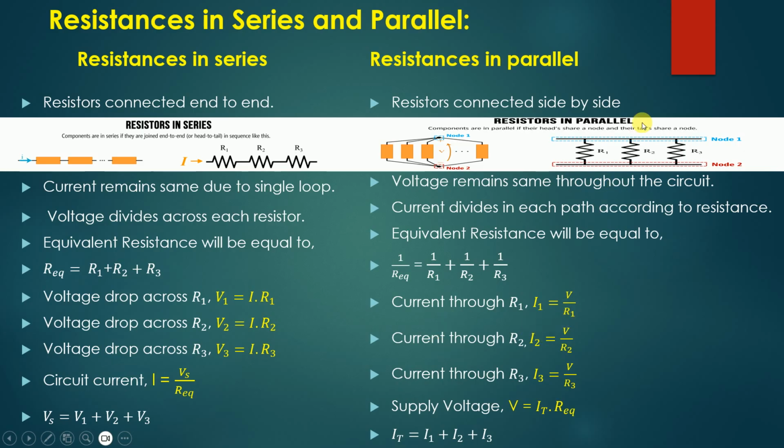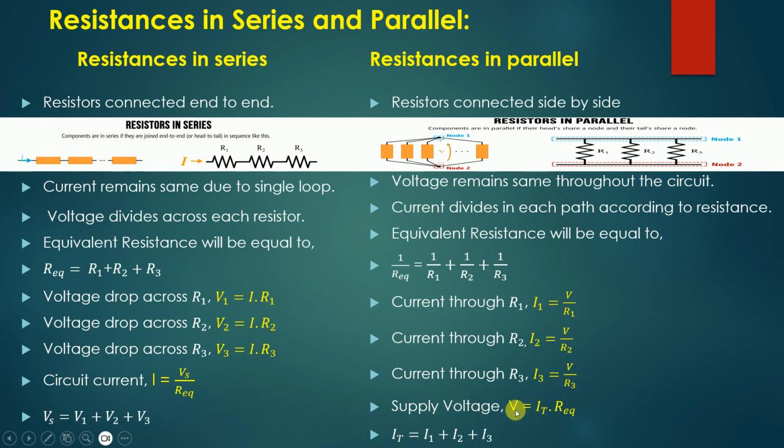Similarly, the current flowing through R2 will be I2 is equal to V over R2. Similarly, the current flowing through R3 will be I3 is equal to V over R3. So by using these three formulas we can calculate the current flowing through each path in a parallel circuit. These formulas are also derived from Ohm's law. As we know, voltage in a parallel circuit always remains the same, so we place V and V, which will be equal to the supply voltage.